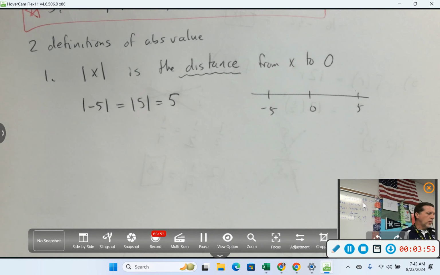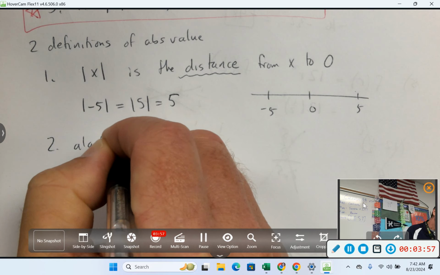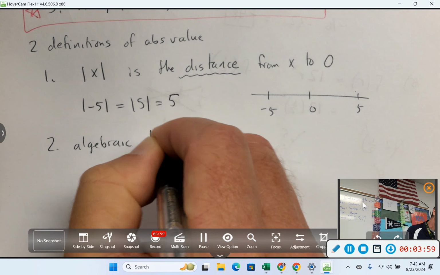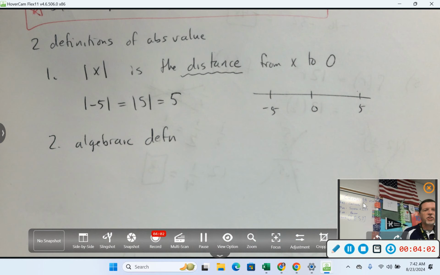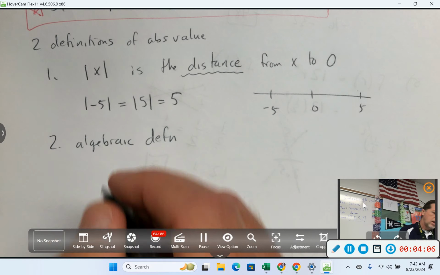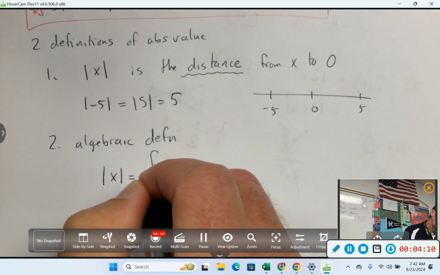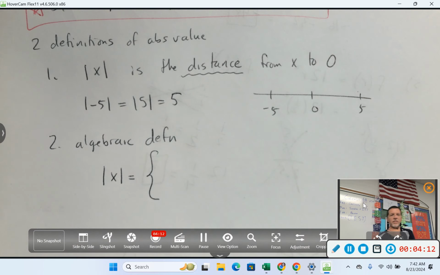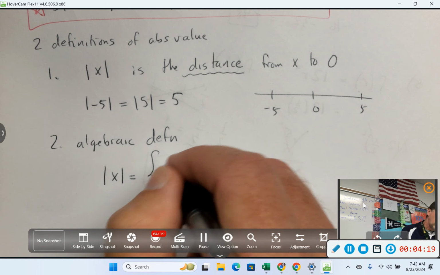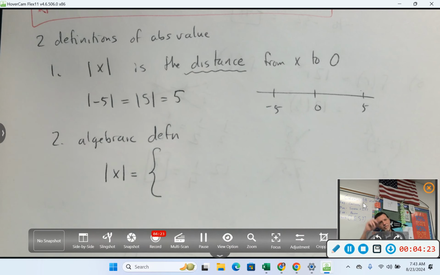The algebraic definition. I guess that one's more of a geometry kind of definition, a distance thing. The algebraic definition looks a lot worse, a little bit harder to figure out. It's piecewise defined. You hate the fancy little brackety thing?